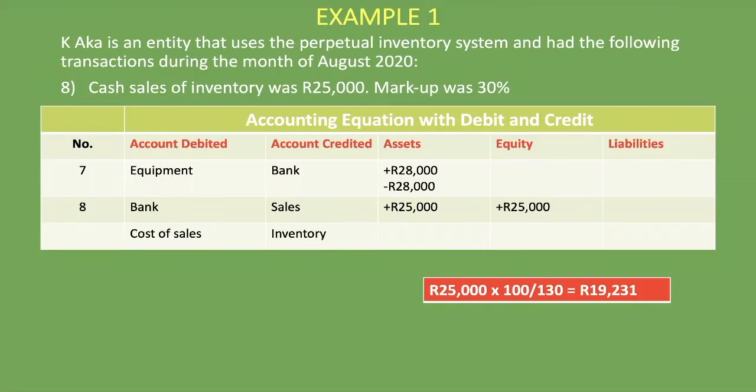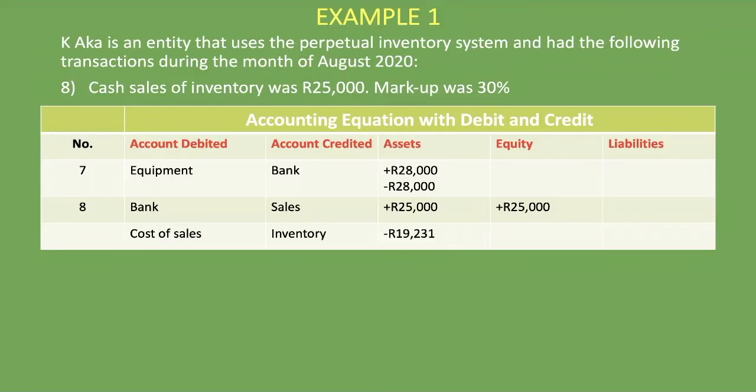19,231 Rand. So we'll put that on the asset side as a negative. So we'll put negative 19,231 Rand. Obviously, we just rounded it up. And then on the equity side, we put negative 19,231 Rand for the cost of sales. So the one we put on the asset side as a negative is for the inventory leaving our business, and the one we've put as a negative on the equity side is for the cost of sales, which is an expense which decreases our equity.